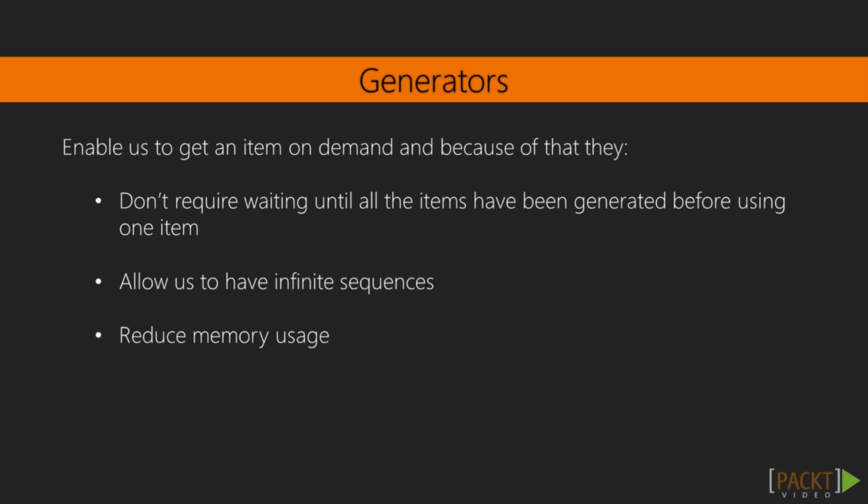To sum up and add to what we've been saying here, generators enable us to easily get an item on demand, and because of that, they don't require us to wait until all the items have been generated before using one item. They also allow us to have infinite sequences. And finally, the last point I'm going to make here is that because they give us one item at a time, that helps to reduce memory usage in our application. We're going to go over this point more in detail in the next video.